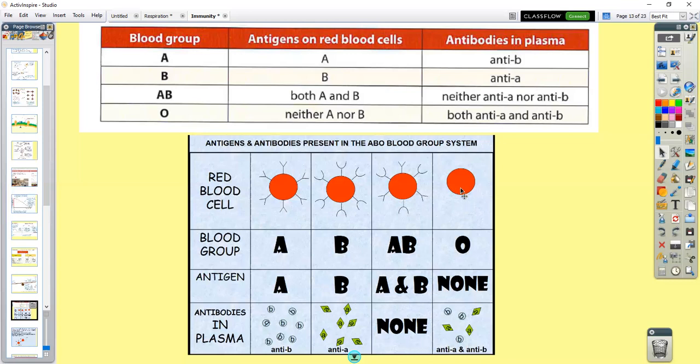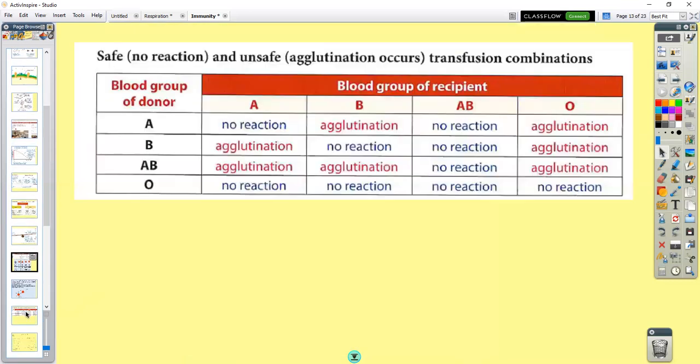If you're blood group O, which is the sort of rarest one, you don't have any antigens on the red blood cells, but you do have antibodies for anti-A and anti-B. Blood group O are the sort of universal donor because they can give blood to anybody because they don't have any antigens on their blood. And you can see that from the table below here on screen.